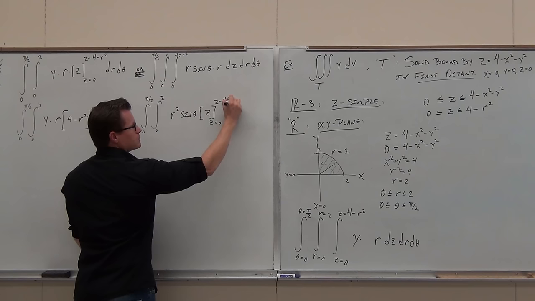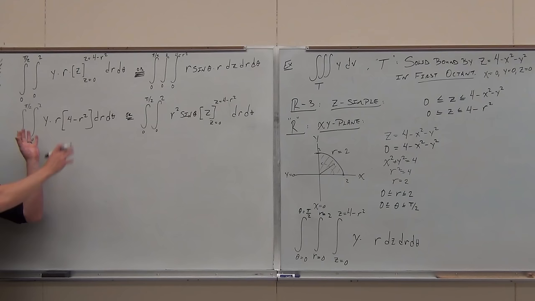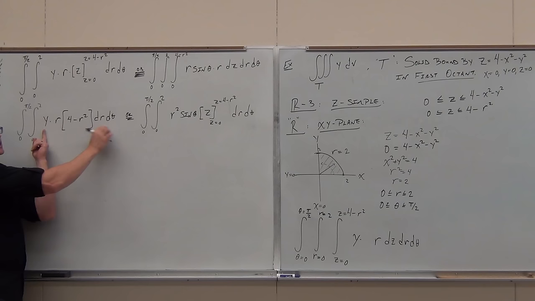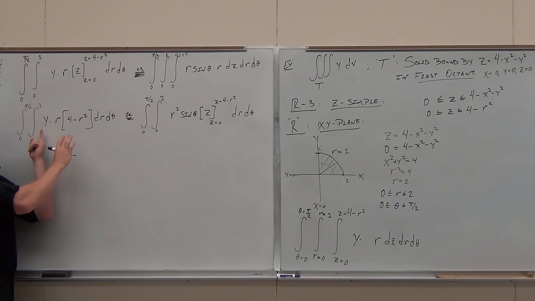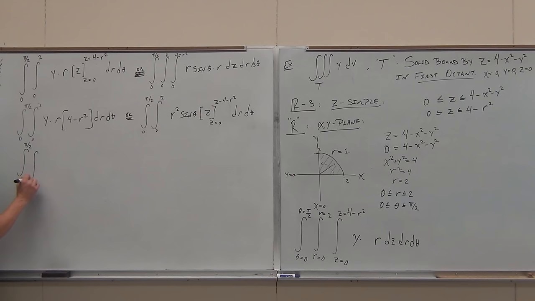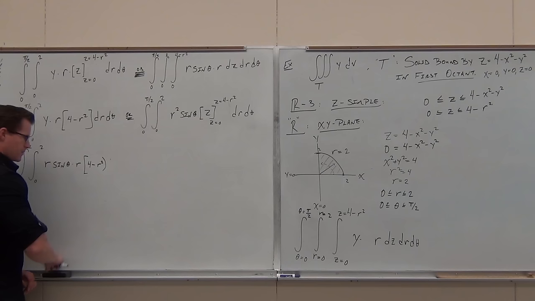On this one, at this point, if you made it down this far, and you still have variables that you're not integrating with respect to, like y's or x's or anything like that, this is when you would change it. So if you hung on to it, you have to change it here. Don't go any further. So we'd have a 0 to pi over 2, a 0 to 2, and this now would become r sine theta times r times 4 minus r squared, and then you get this dr d theta.